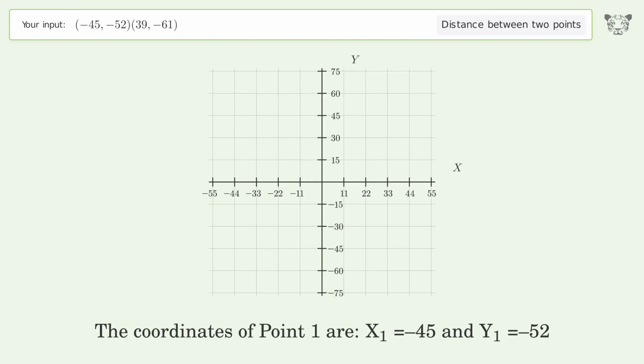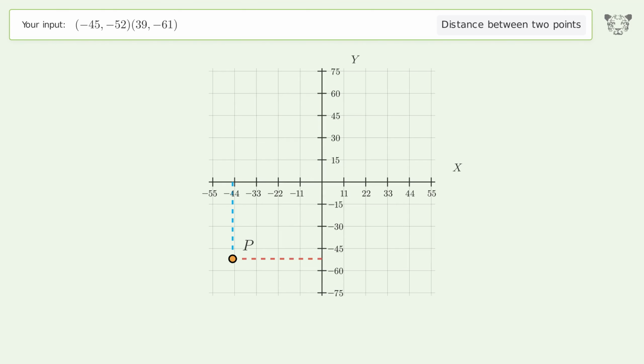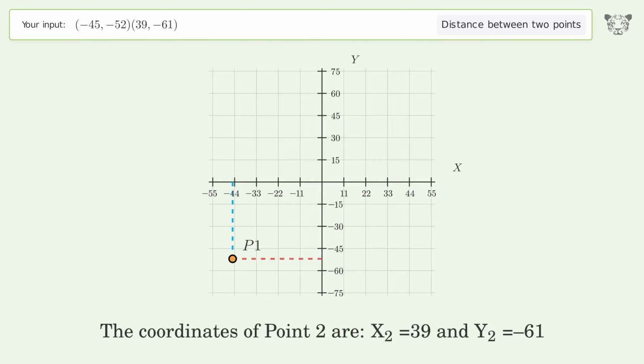The coordinates of point 1 are x1 equals -45 and y1 equals -52. The coordinates of point 2 are x2 equals 39 and y2 equals -61. D is the distance between the 2 points.